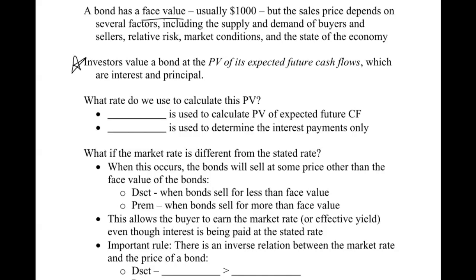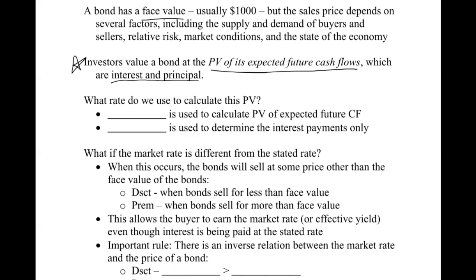Important here, investors will pay the present value of the expected future cash flows. Anytime you see present value, you should be thinking you're going to use the present value tables, or I typically teach how to use the financial calculator because it is much quicker and easier to do. So the present value of expected future cash flows. That means there are going to be cash flows in the future. What are those cash flows? They are interest and principal.